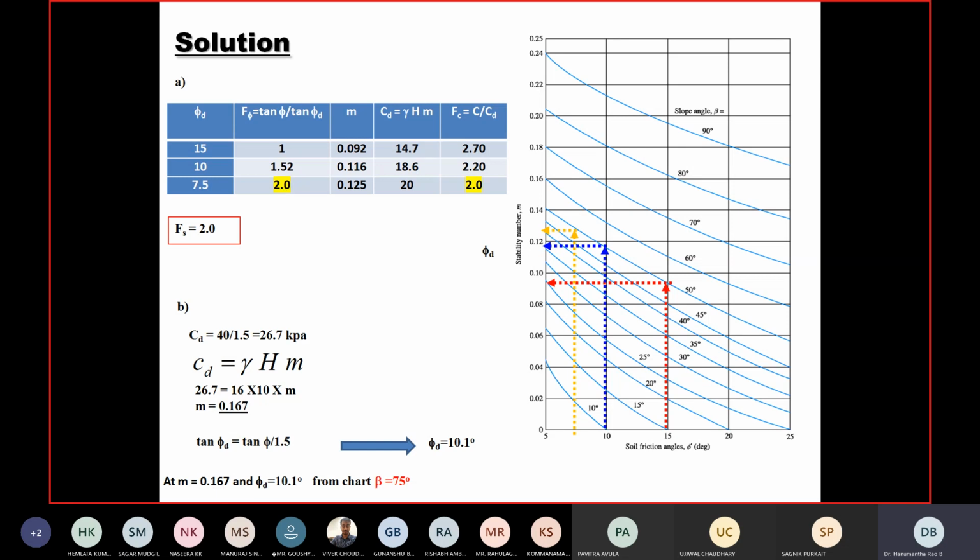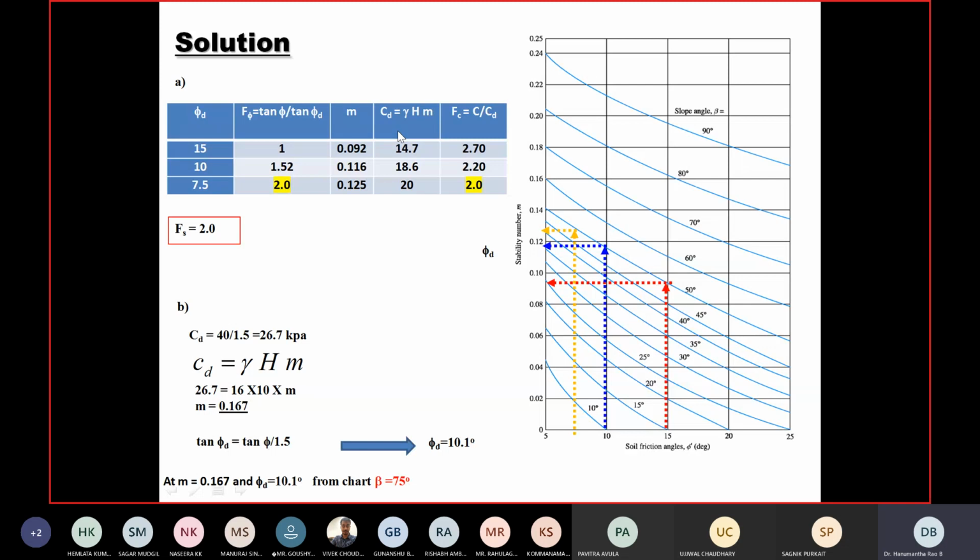Now again, go to the stability chart corresponding to phi d value of 7.5 and beta of 50. Pick up the value of the stability number m, which was picked up as 0.125. Once m is known, calculate cd, that is the mobilized cohesion value, which is nothing but gamma h into m. So m is already derived from the chart. Simply calculate the mobilized cohesion, which is 20.